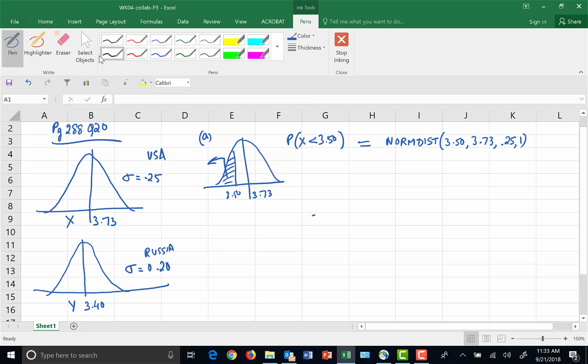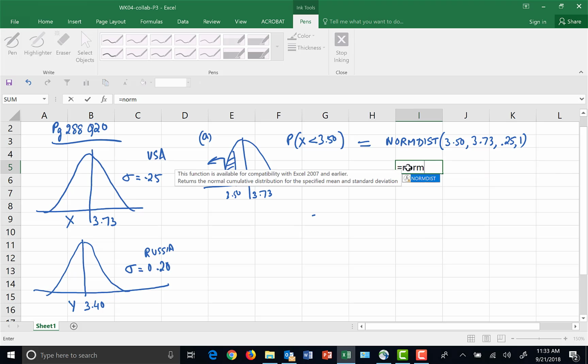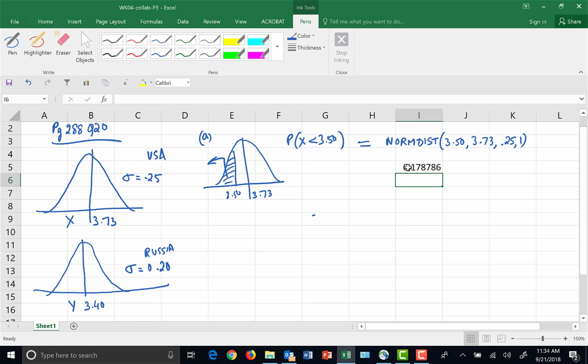Okay, so let's do this calculation and see what it turns out to be. So this is equal to norm dist of $3.50. The mean is $3.73. The standard deviation is 25 cents, and the last parameter is 1. So the probability is about 18%. I'll just keep it at 18%, so I can round it off, but it's roughly 18%. So you see how the calculation was done. So that was part A.